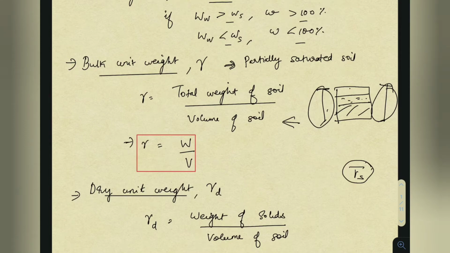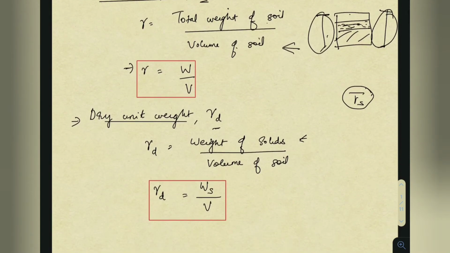Then in that state the bulk unit weight becomes gamma d, that is dry unit weight. And if the voids are fully filled with water, then that becomes the saturated case, where the top portion will be weight of saturated soil. This is a general expression, that is total weight of soil divided by volume of soil. And the dry unit weight, as I told, has only air and no water, so weight of solids divided by volume of soil. That is Ws by V.